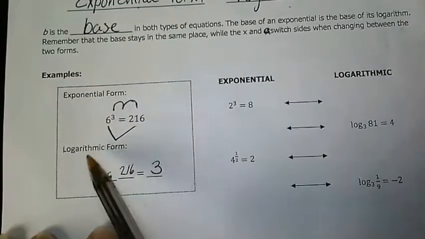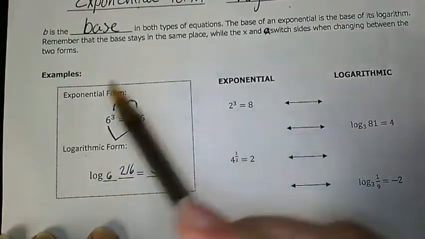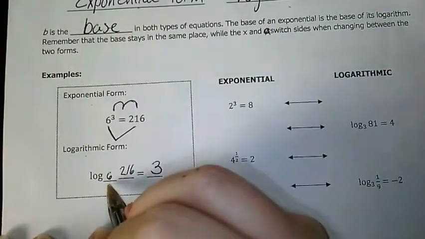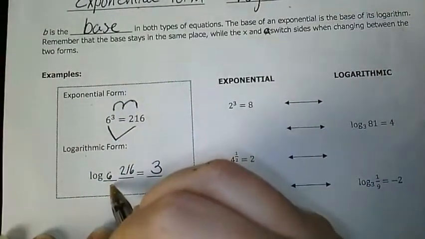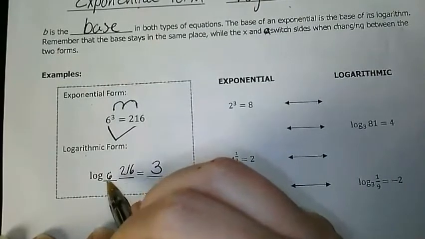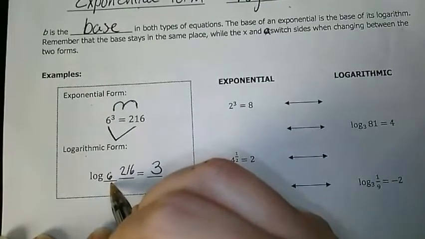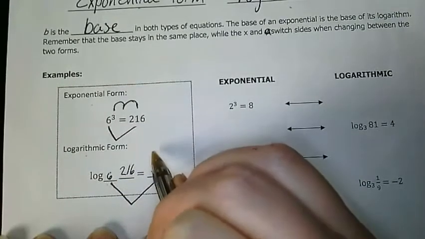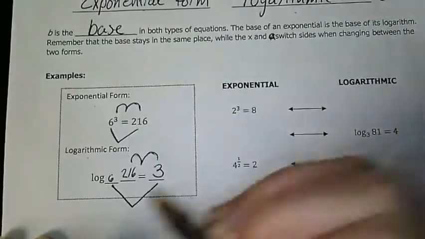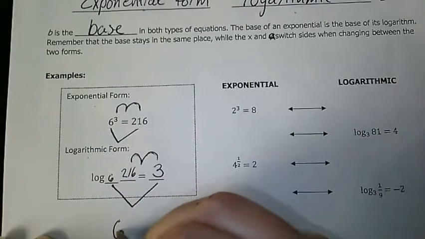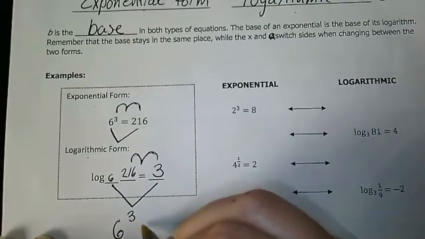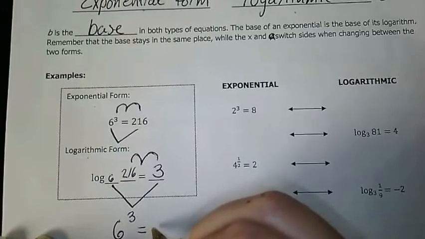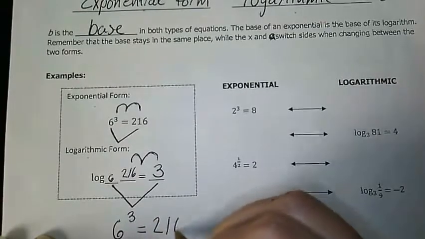This also works if we want to go from logarithmic form to exponential form. Your words just changed a little bit. So you always start at your base. 6 raised to the power of 3 is equal to 216.